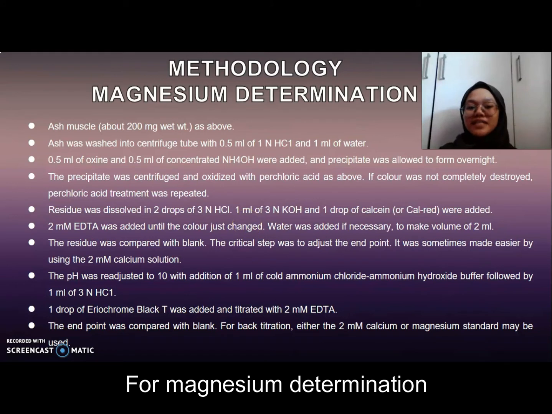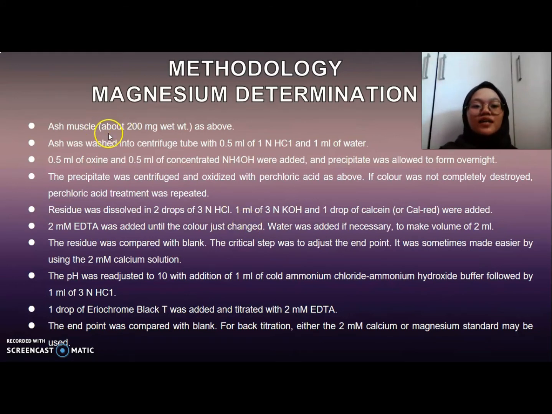For magnesium determination, firstly ash muscle about 200 mg weight as above. Then the ash was washed into a centrifuge tube with 0.5 ml of 1 Normal HCl and 1 ml of water. Then 0.5 ml of oxine and 0.5 ml of concentrated NH4OH were added and the precipitate was allowed to form overnight. The precipitate was centrifuged and oxidized with perchloric acid as above. If the color was not completely destroyed, the perchloric acid treatment was repeated.